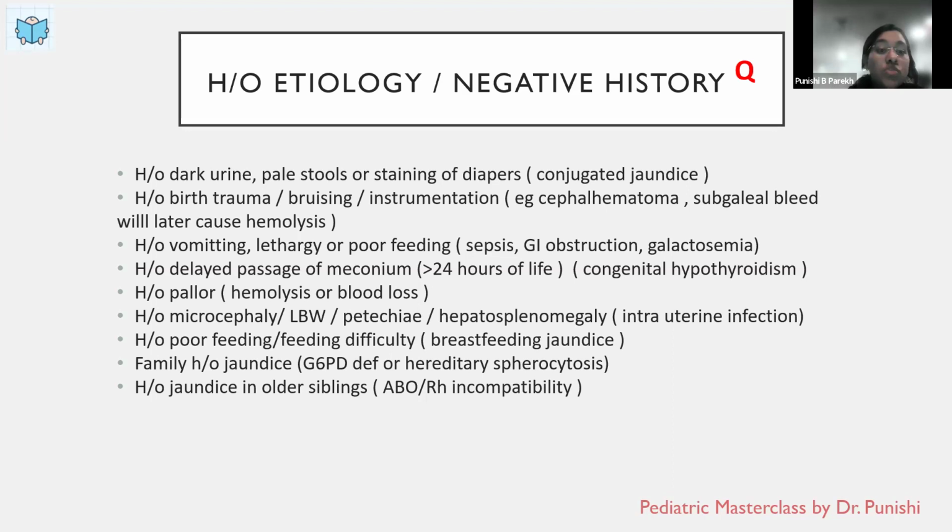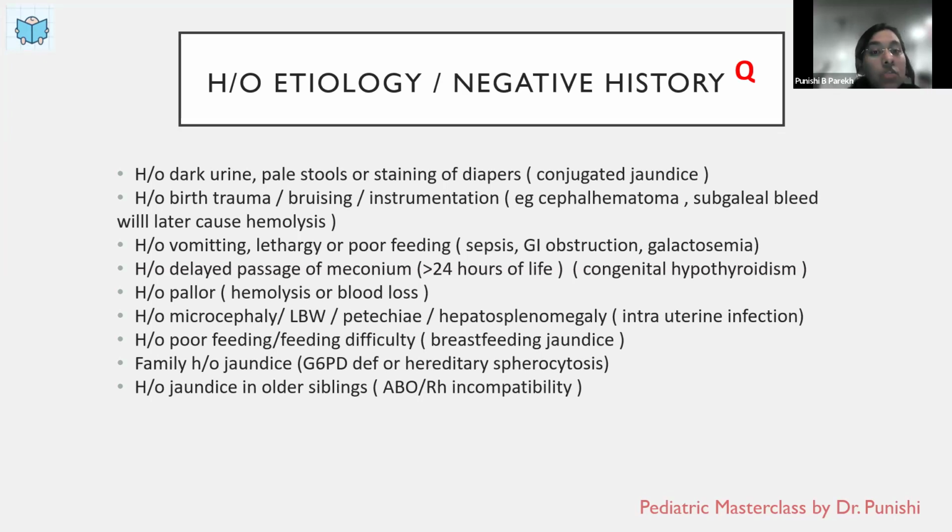The last question is history of jaundice in older siblings. So if there is a significant history, it might lead to the probable causes of jaundice being ABO or RH incompatibility. Now we'll look at what exactly is ABO and what is RH incompatibility, because these are two confusing concepts and a lot of times you are asked questions on this, especially in your viva. So we'll look at this in detail.